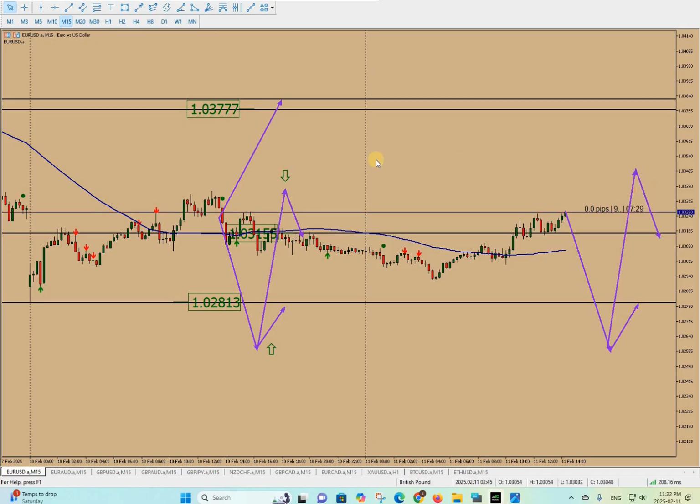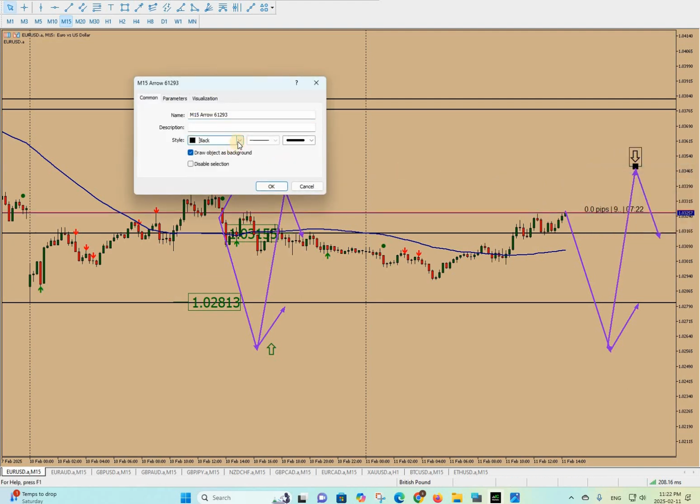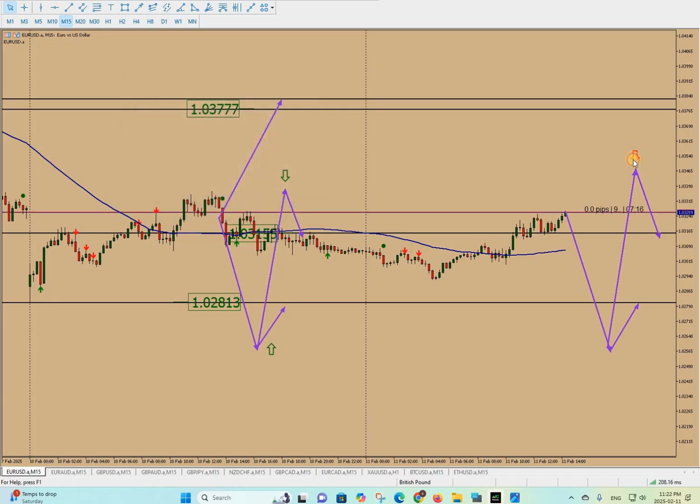So this is still valid, so we are hoping if we get a signal, then we can sell it. We need to get a small red signal in this area to sell to this level. That is for Euro USD.